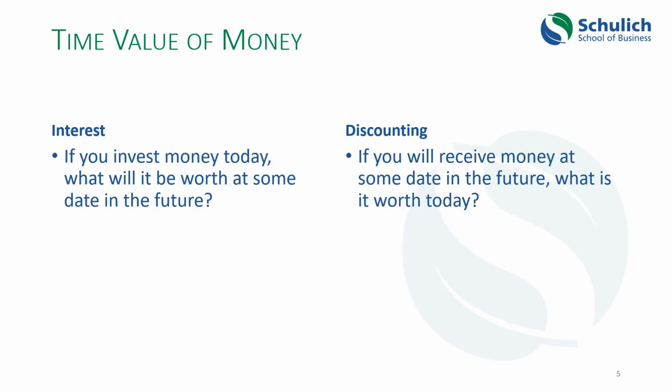The basic contrast we're making here is between interest and discounting. With interest, the idea is you invest money today and you're trying to figure out what is it going to be worth at some date in the future. With discounting, you're either going to receive or pay money at some date in the future. What is it worth today? And so you're just working backwards in time. The idea of discounting is really important in debt situations, particularly for notes payable, for bonds, and for pension plans. And I'll show you how that works when we get to each of those particular kinds of debt.